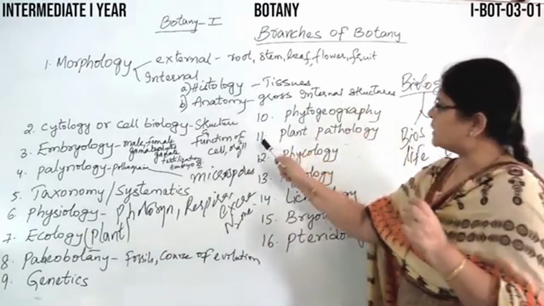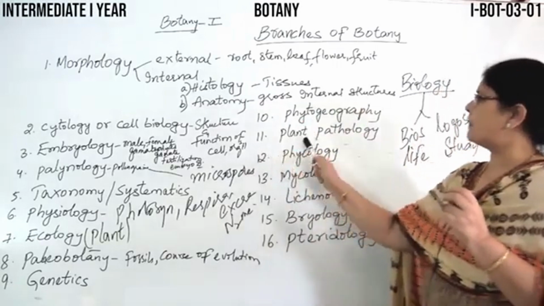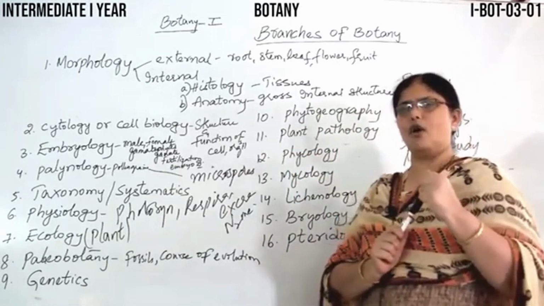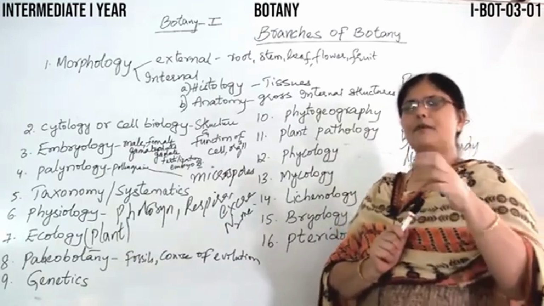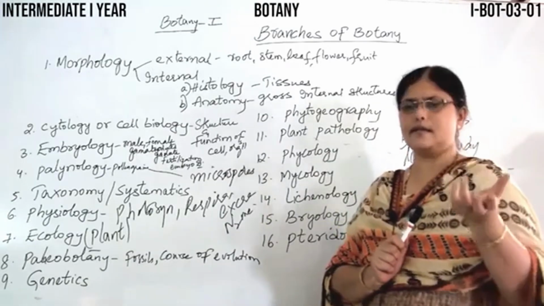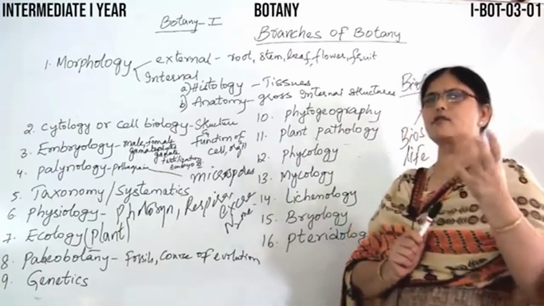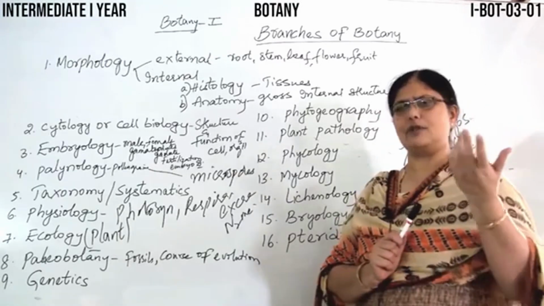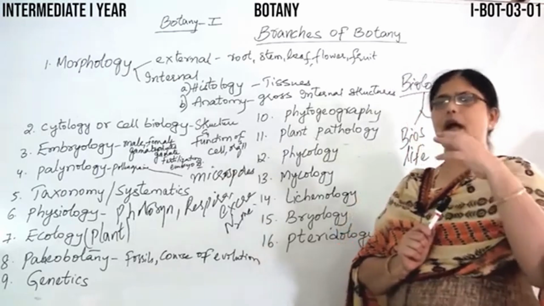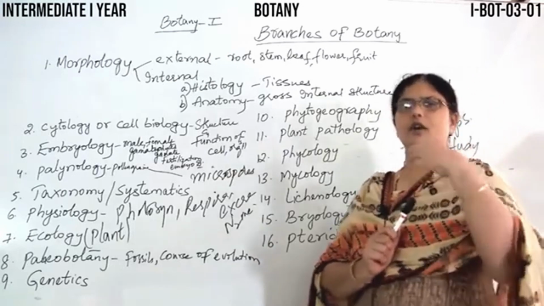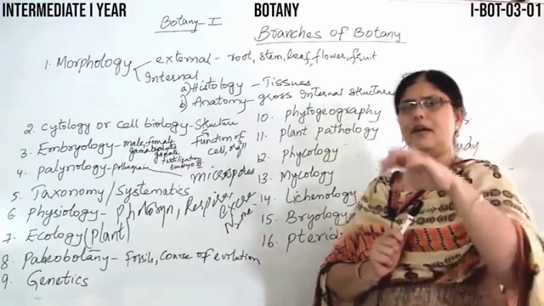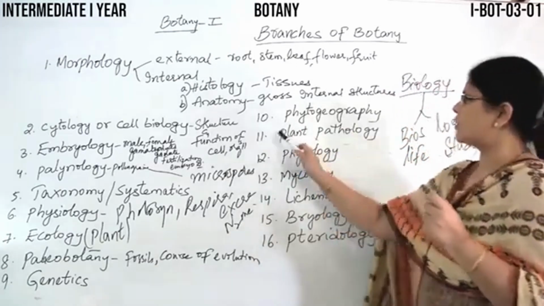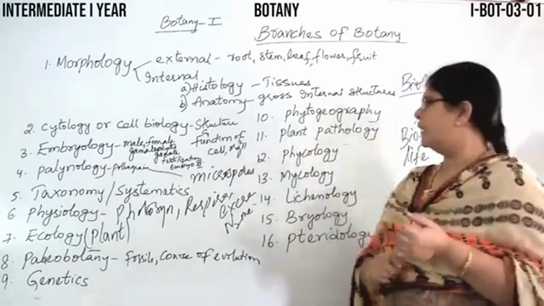Now, coming to the next branch of botany, which is called plant pathology. Plant pathology deals with the study of the causes, symptoms and preventive measures of all plant diseases. There are so many plant diseases caused by bacteria, viruses, fungi and various other pathogens. The diseases and their complete etiology, the causes, the symptoms, the treatment, the preventive measures, are all dealt with in a branch of botany called plant pathology.